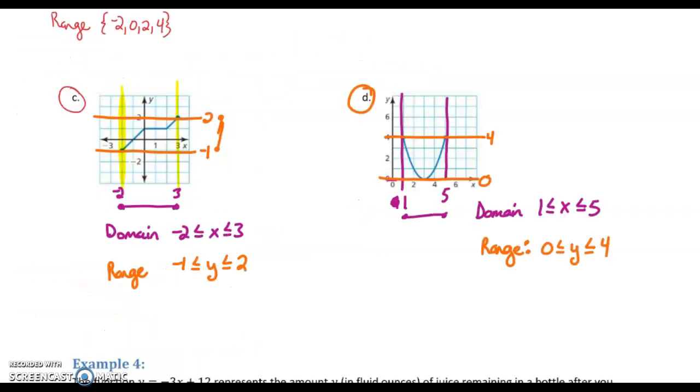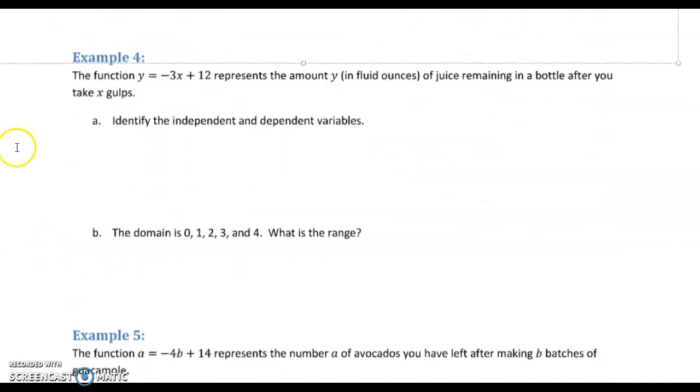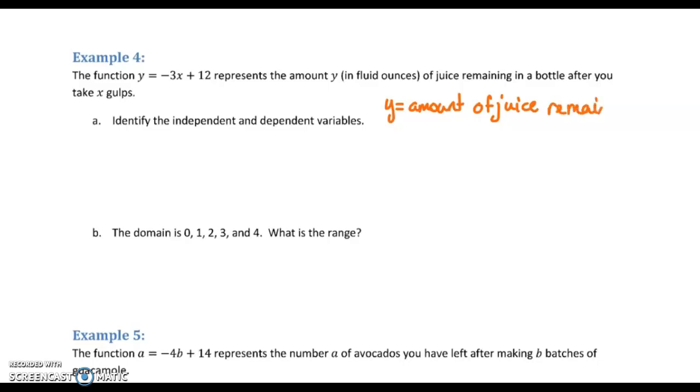All right, let's go back into our notes. So let's look at example 4 together. Example 4 says, the function y equals negative 3x plus 12 represents the amount y in fluid ounces of juice remaining. So y is the amount of juice remaining. It's always helpful to write out what your variables represent. In any type of word problem, it will make your life so much easier. It's a good practice to get into, and I promise it will help you improve at word problems. So y is the amount of juice remaining in a bottle after you take, x is the number of gulps you take.